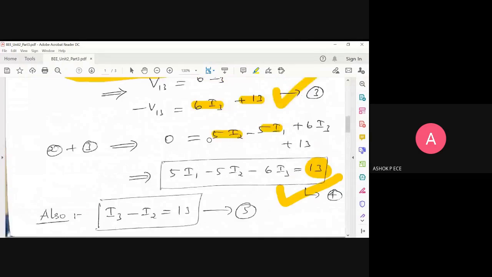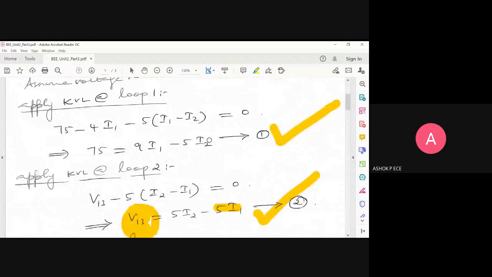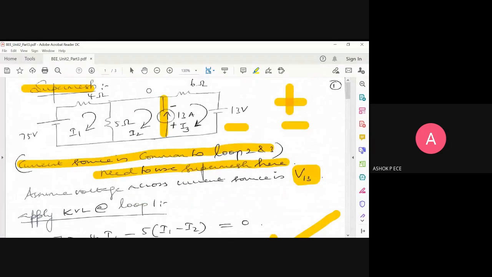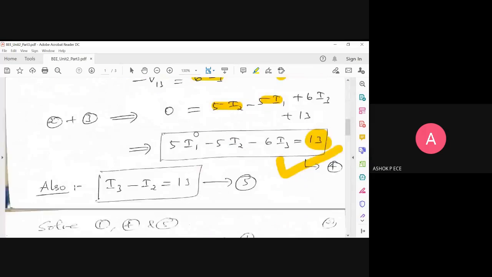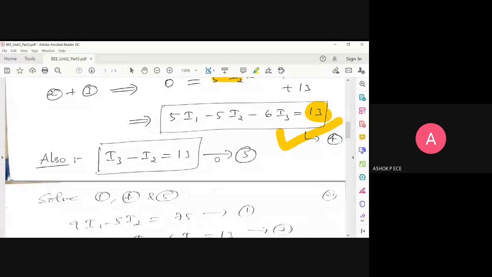And one more equation you have with the current source. You see, I2 is flowing from top to bottom and I3 is flowing from bottom to top. But your direction of current source is also from bottom to top. So I3 is dominating and I2 is in the opposite direction. So I can write I3 minus I2 equal to 13 amperes. Is that clear? This is your third equation. I3 minus I2 equal to 13 amperes.